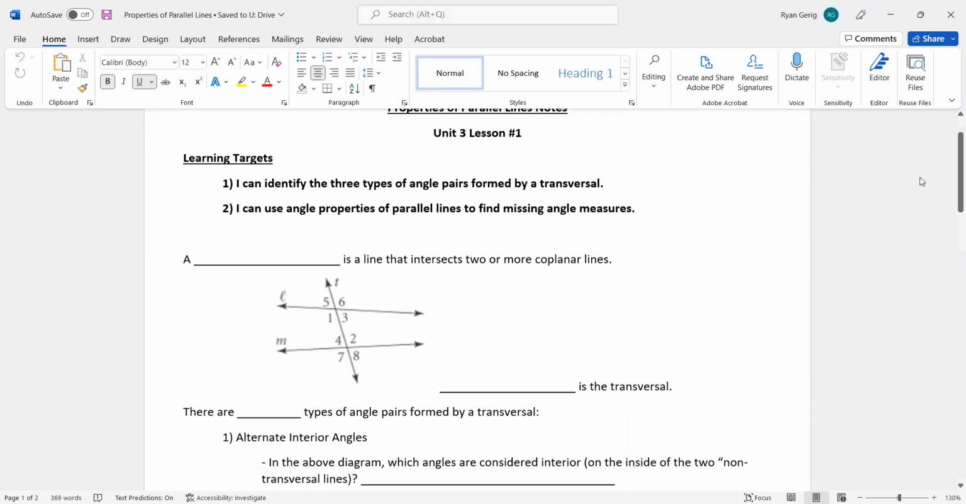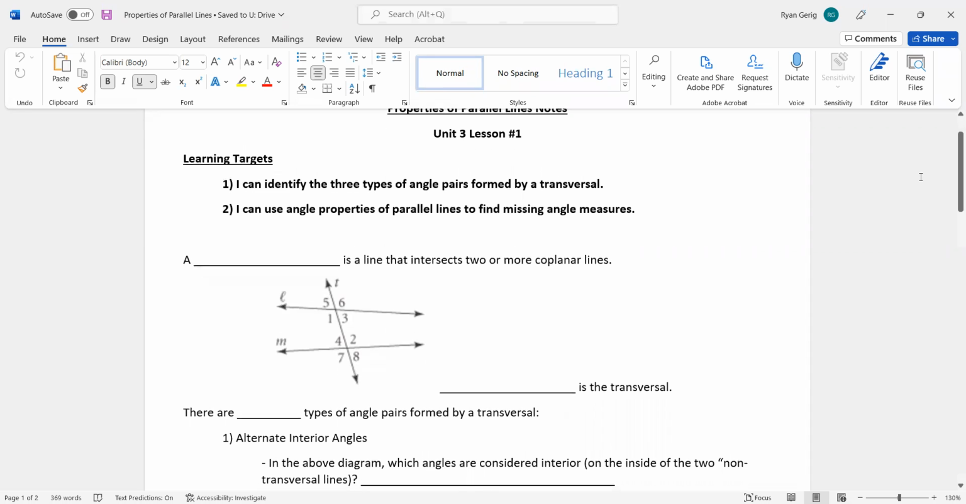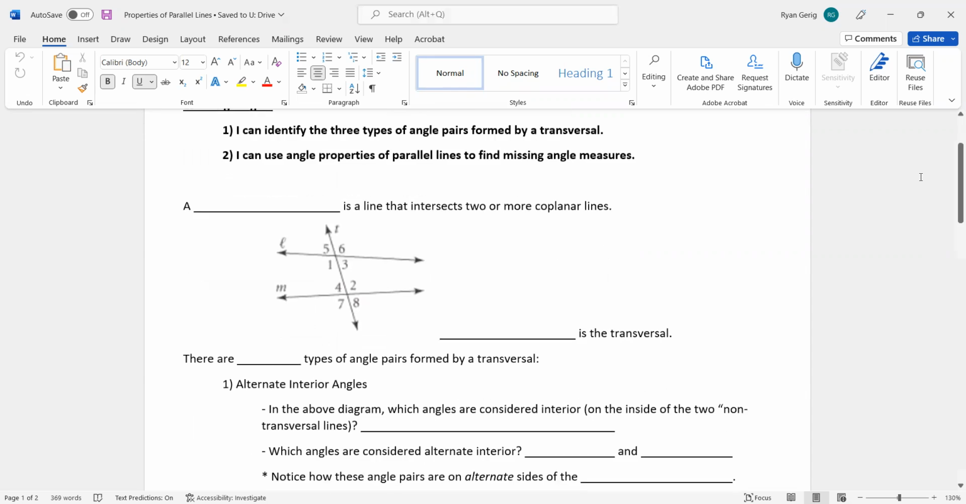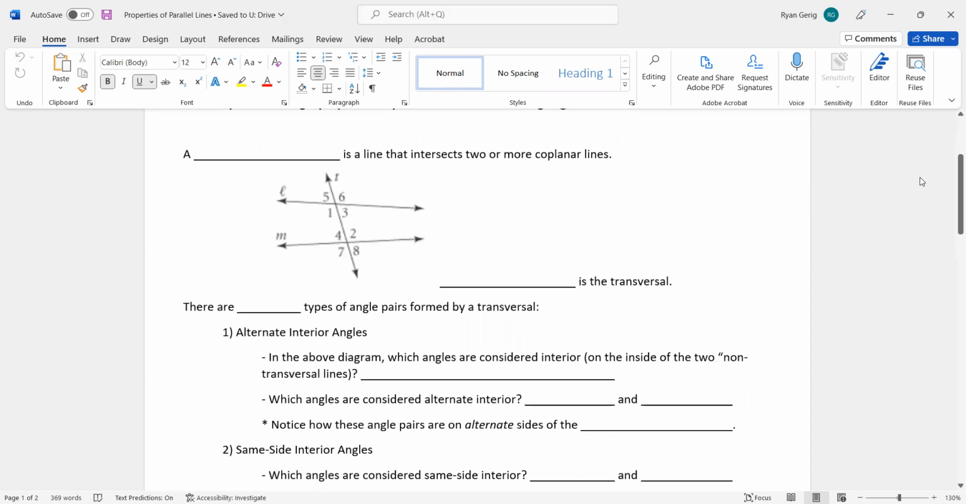So what we're doing today: I can identify the three types of angle pairs formed by a transversal, and I can use angle properties of parallel lines to find missing angle measures. So there is some vocab you need to understand before we get started. I used one in the learning targets, a transversal. A transversal is a line that intersects two or more coplanar lines.